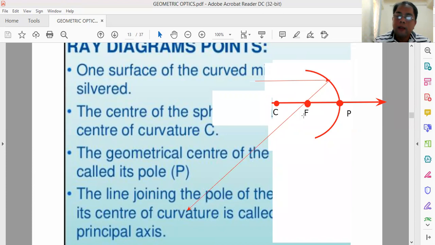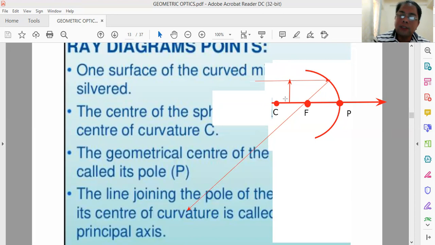Now another light will be beamed from our object. Granting that we draw here an object, let's say this object is as big as this. This arrow we call our object, or maybe the person in front of the mirror. So one light passes through its head, strikes the mirror, and bounces to the focal point.